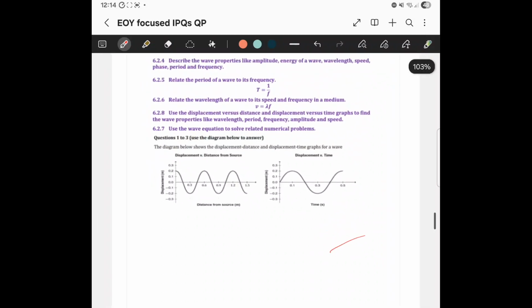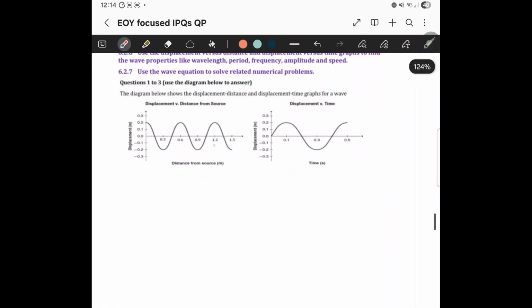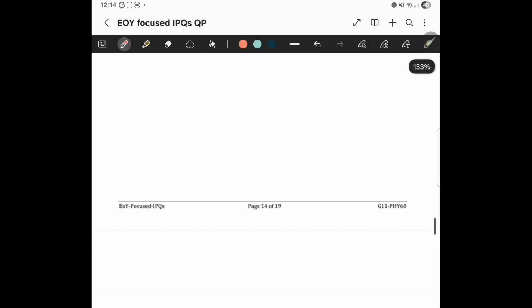Alright, so now what we're doing is drawing random lines. So we have a displacement versus distance and a displacement versus time graph, both of these. So we can learn different things from each one. From the left one, I can learn the wavelength. From the right one, I can get the period. If I know the period, I can find the frequency, by the way. I can even find the amplitude as well. So let's see, it depends what the question wants.